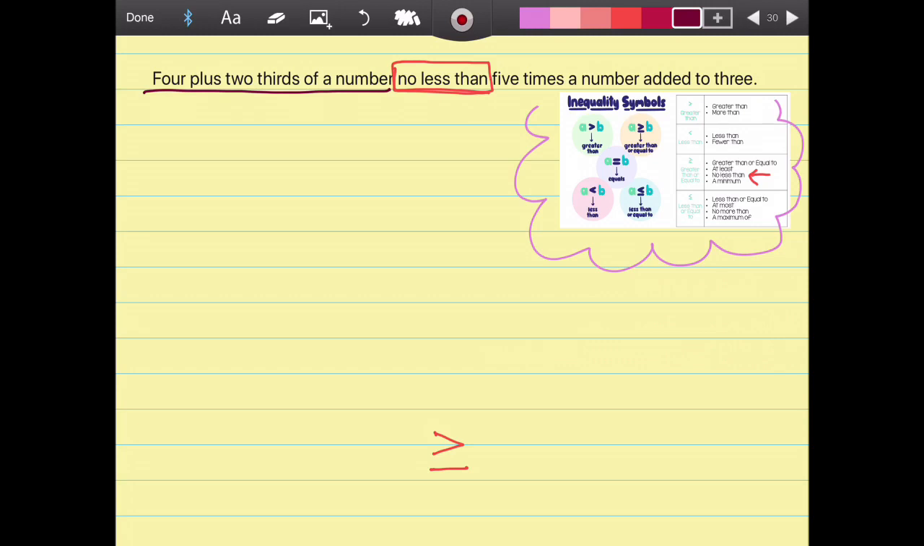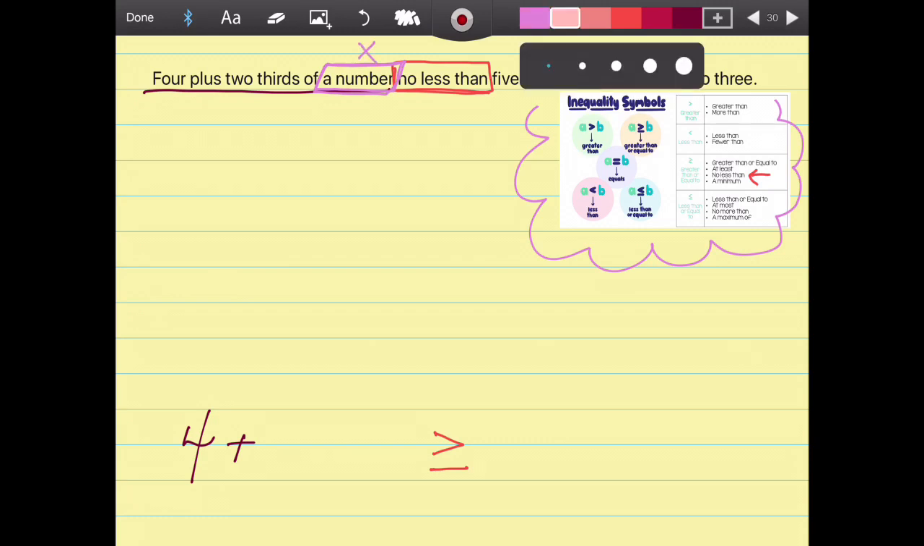Now I can focus on the left side first. This one says 4 plus. So I have 4 and I have plus, again, 2/3 of a number. Now let's identify our variable, a number. Do we know what number they're talking about? No, it just says a number. That's our variable. The 2/3 part is our coefficient. This reads as a fraction, 2/3. 2 is the numerator. The thirds is our denominator, representing 3. And then we add our variable, a number.